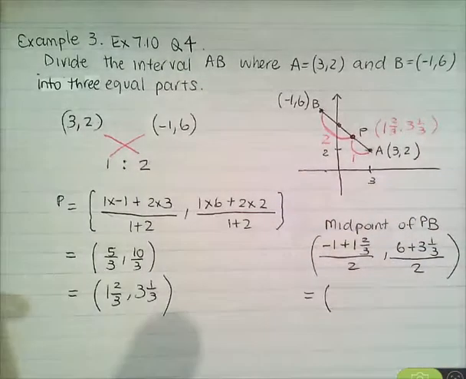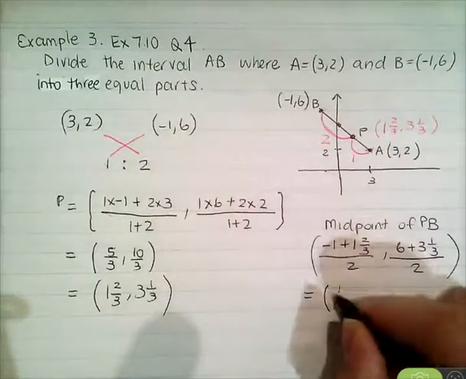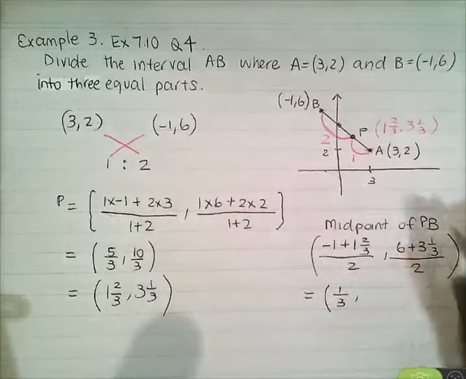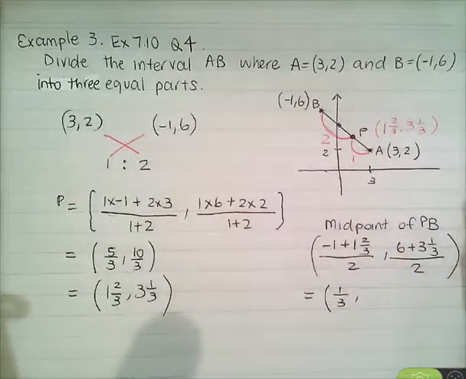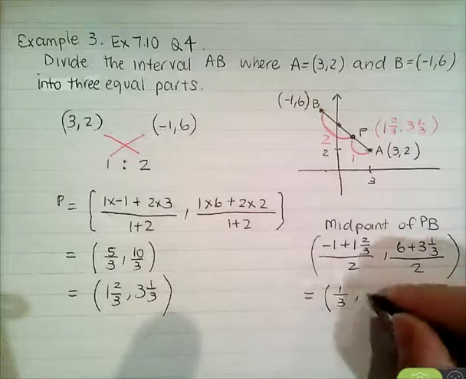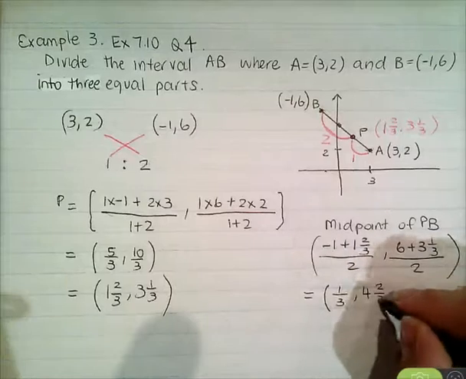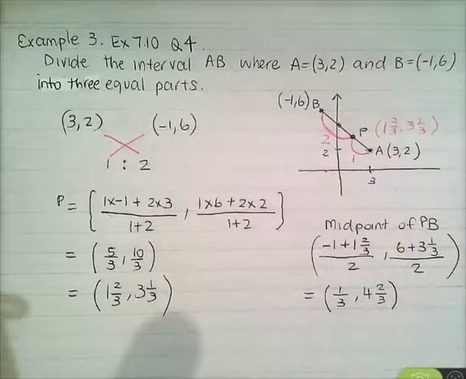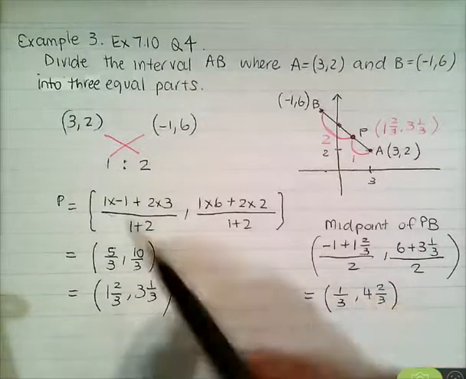-1 plus 1 2/3 is positive 2/3. If you divide that by 2, 2/3 divided by 2 is 2 over 6, which is 1/3. And if we do 6 plus 3 1/3, that's 9 1/3. And if you divide that by 2, you might want to use your calculator for that one, you will get 4 2/3.